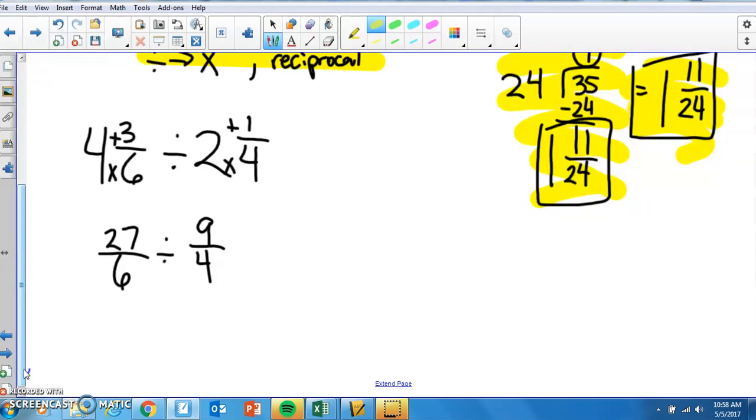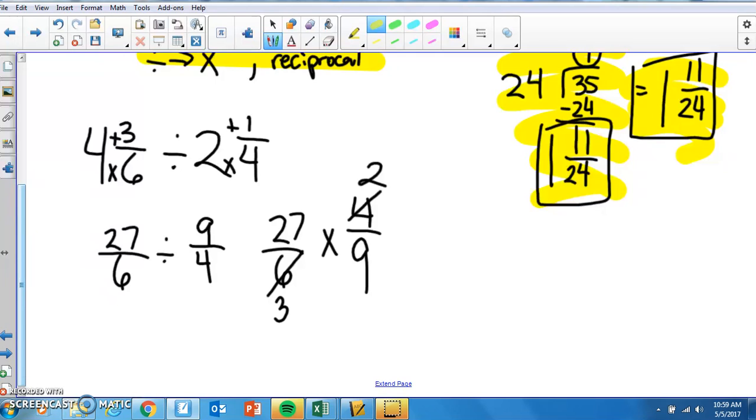Now that they're improper, I can go through my process of changing the division sign to multiplication. I keep the first fraction, and I flip the second one, which means I take the reciprocal of it. So now let's see if we can simplify. I see the 4 and the 6 are both even numbers, so they can both be divided by 2. So 4 divided by 2 will give you 2. 6 divided by 2 will give you 3. What about the 9 and 27? Well, we know both 9 and 27 can be divided by 3. So 9 divided by 3 is 3. 27 divided by 3 is 9.